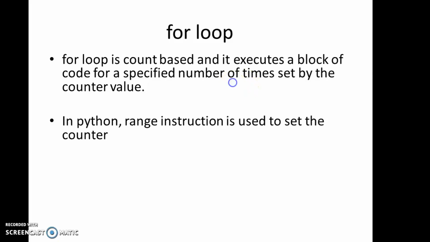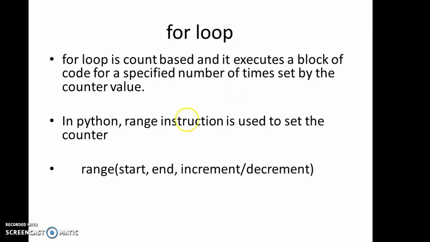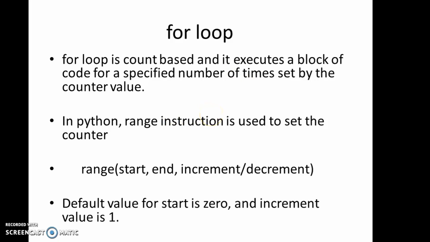So in Python, the range instruction is used to set the counter. What is the format of the range instruction? Range takes a start value, end value, and increment or decrement. The default value for start is 0. That means when you don't give a value for start, it will automatically take it as 0. And the increment value is 1. When you don't specify the increment value, it is automatically considered as 1.